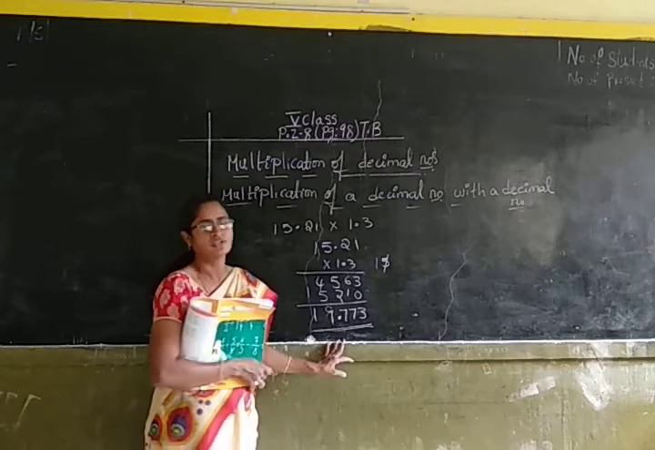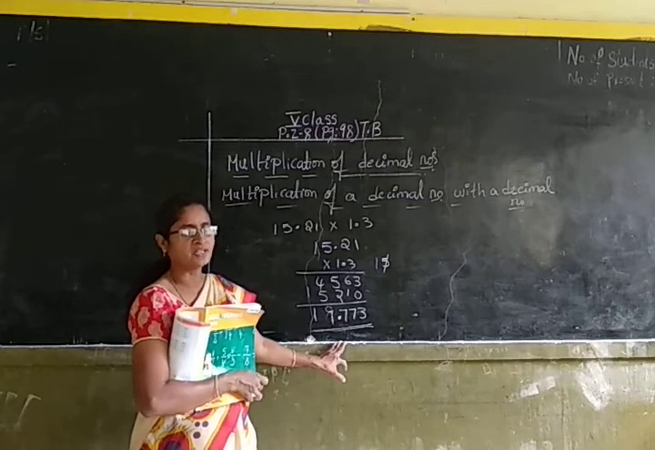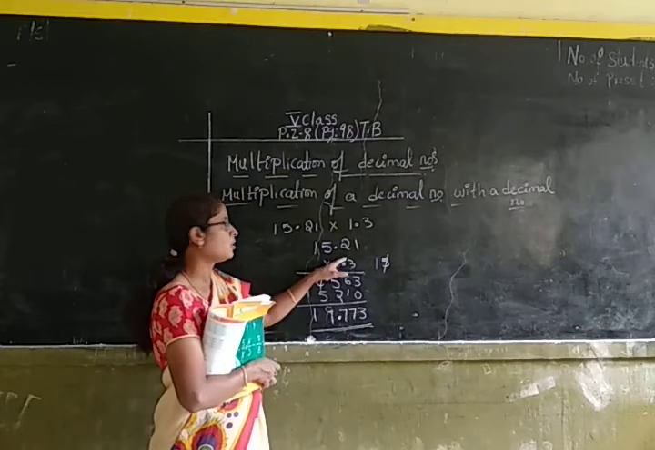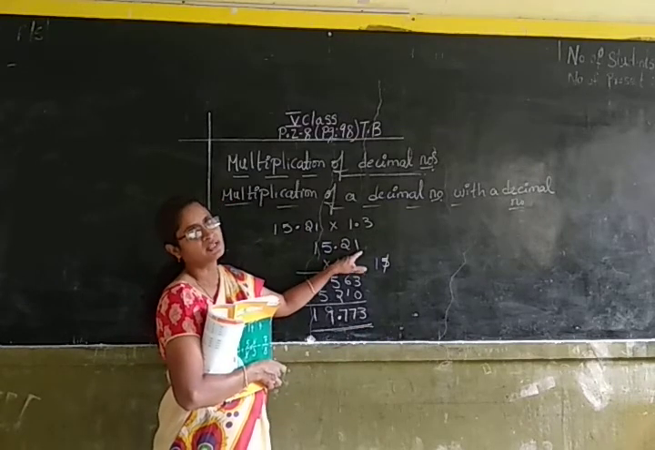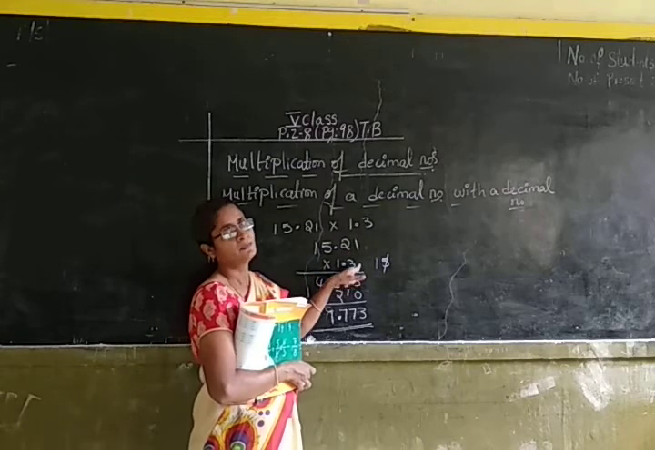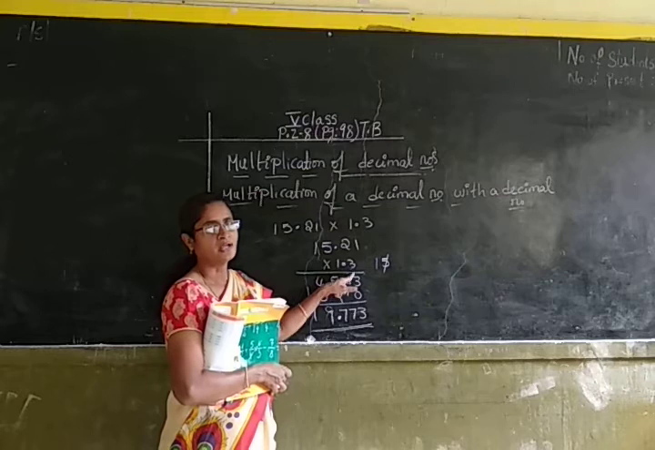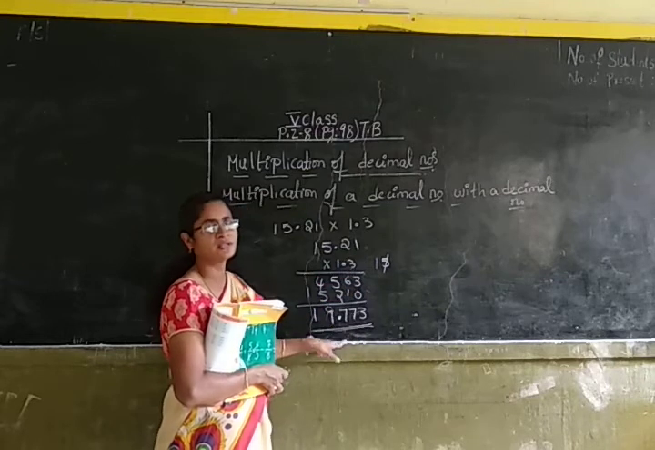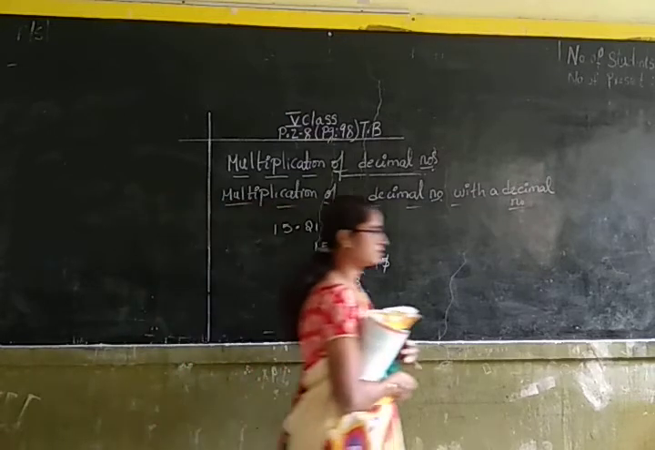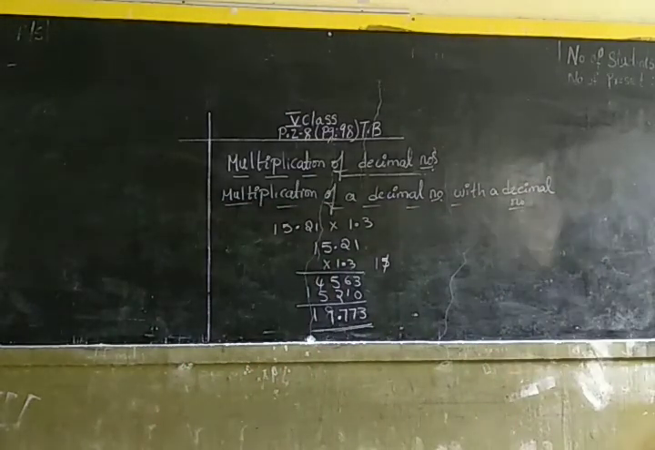Okay children. First we have to do the normal multiplication and then we have to place the decimal point in the answer. We have to count after how many digits the multiplicand is having the decimal point and after how many digits the multiplier is having the decimal point, and the total of that we have to put as the point in the answer. Okay children, this is the way of doing the multiplication with decimal numbers.